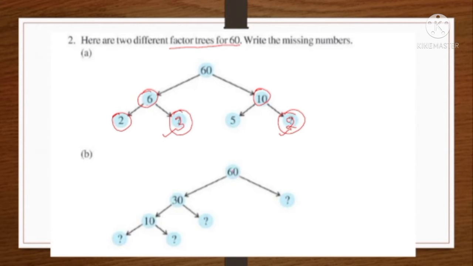The next 60 is there. 30 into dash equal to 60. 2 30s are 60. So what will be the number? 2. And now this 30 is split as 10 into dash gives 30. So 10 3s are 30. Now 10 is split into what? 10 can be split as 2 5s are 10. So in one circle we can write 2 and in one circle we can write 5.